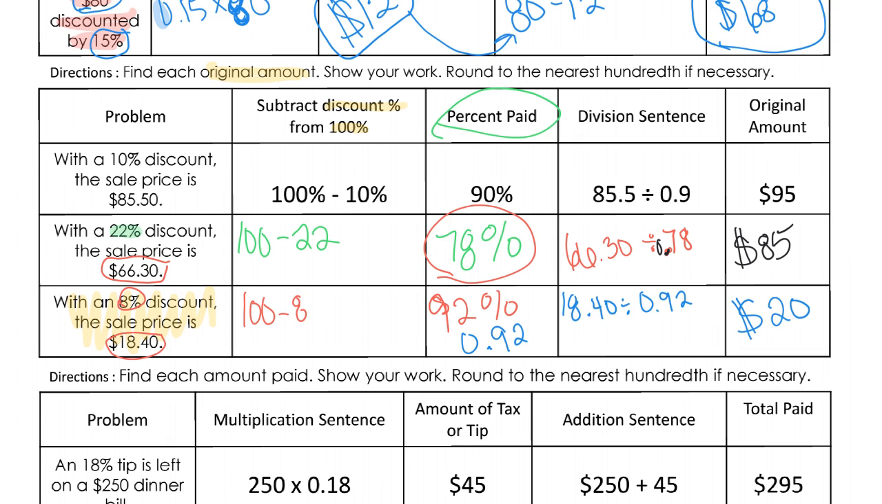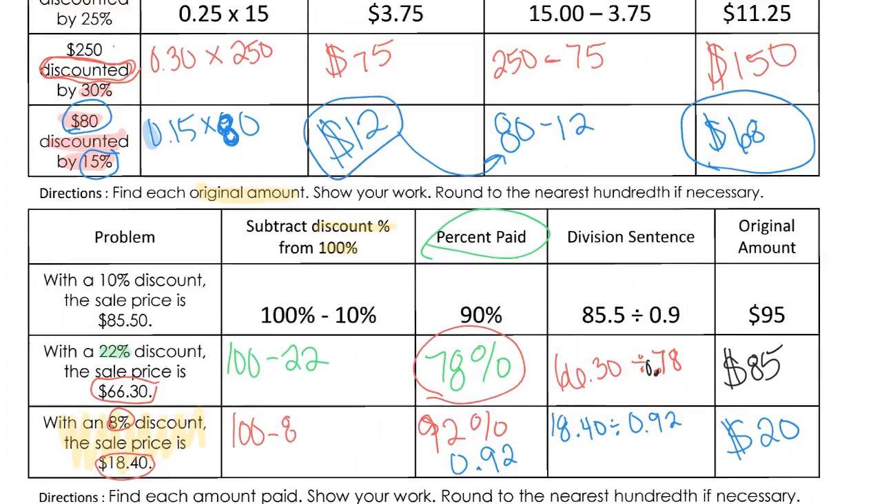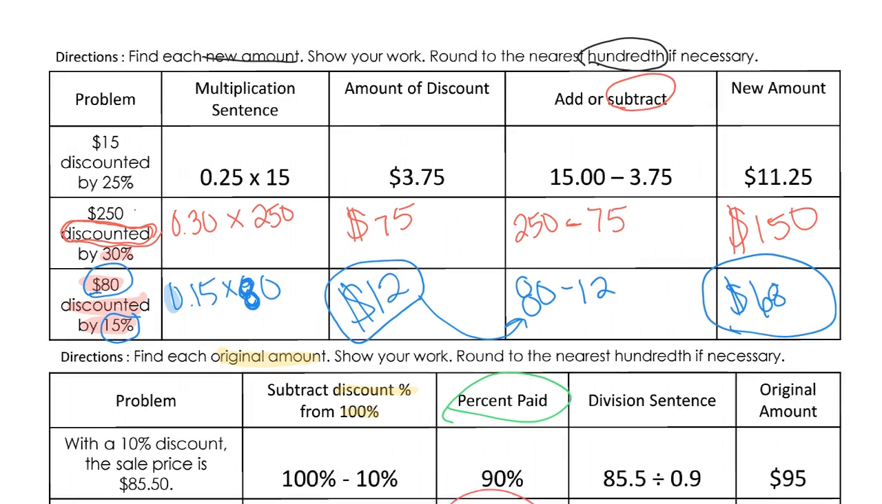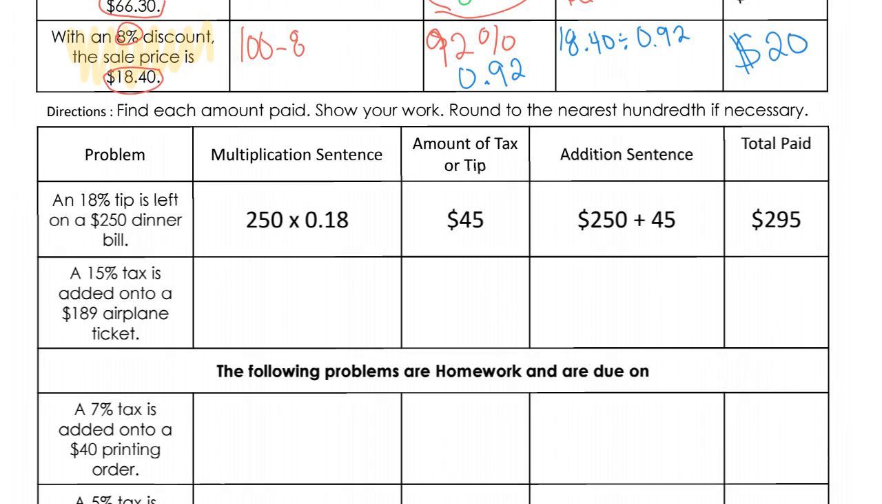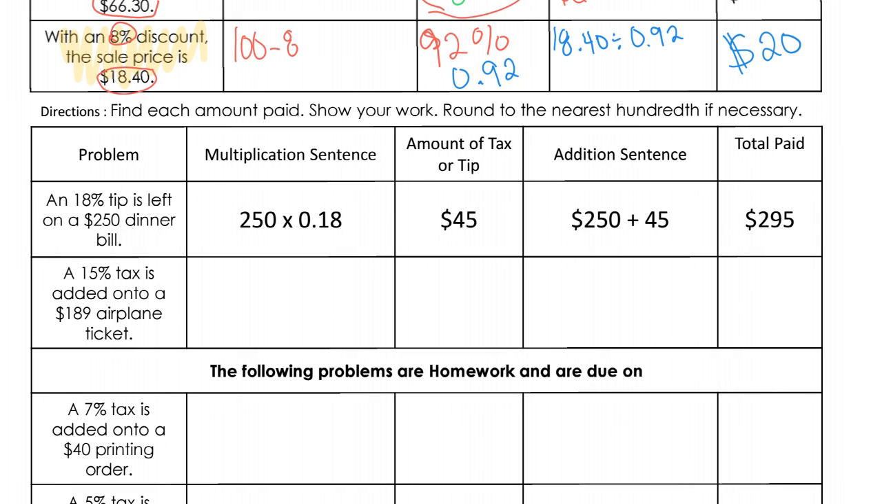All right, so let's talk about tax or tip. So we've talked about discount, which we subtracted. We've talked about finding the original amount. But when we're talking about tip or tax, that's when we add it to the original number, okay?